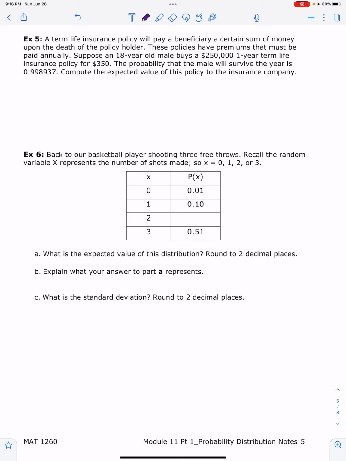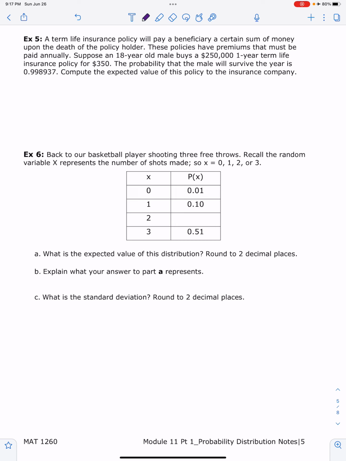Okay, these are the 11.1 notes, page 5. One more example with expected value, and then we will go ahead and hop back into standard deviation. So, example 5, this is basically how it works.